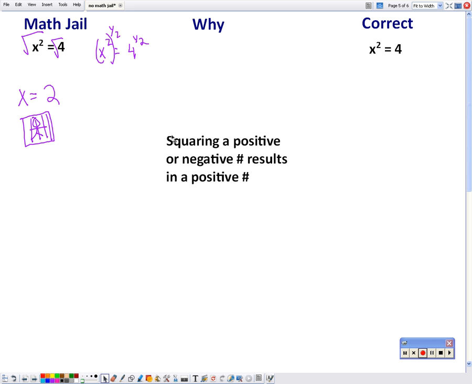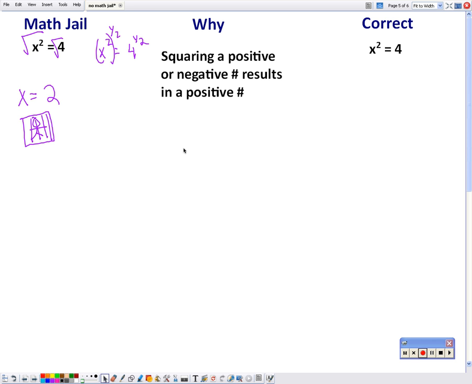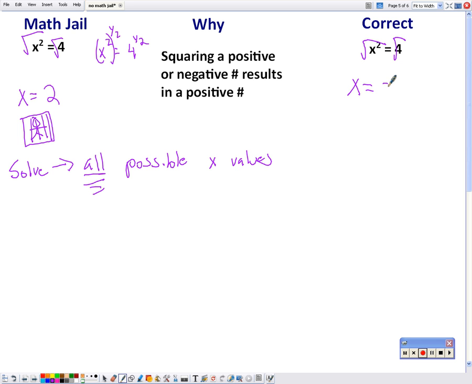Well, because when you square a positive or a negative number, you will always result in a positive number. The directions here probably said solve. When you solve, you want to find all possible x values. All of them. Not some of them, all of them. So whenever you take the square root of both sides, you must remember that that number x could have been a positive 2 or a negative 2.